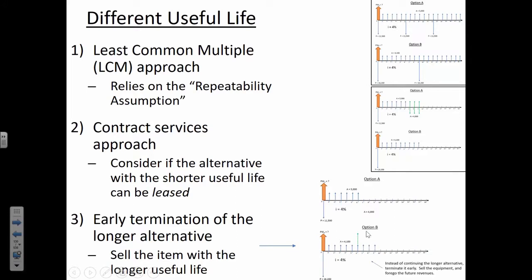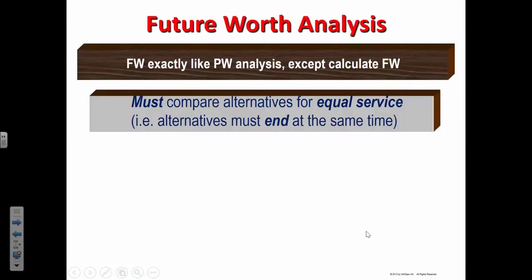So those are our same three techniques that we can use in future worth analysis. If we have a situation where the cash flow diagrams are a different length, and what we want to know is the future equivalent of those cash flow diagrams to compare, then we can still use LCM, we can still use early termination, we can still use contract services. The idea with future worth analysis is just that we're going to take the cash flow diagrams to some certain date in the future rather than to year 0.